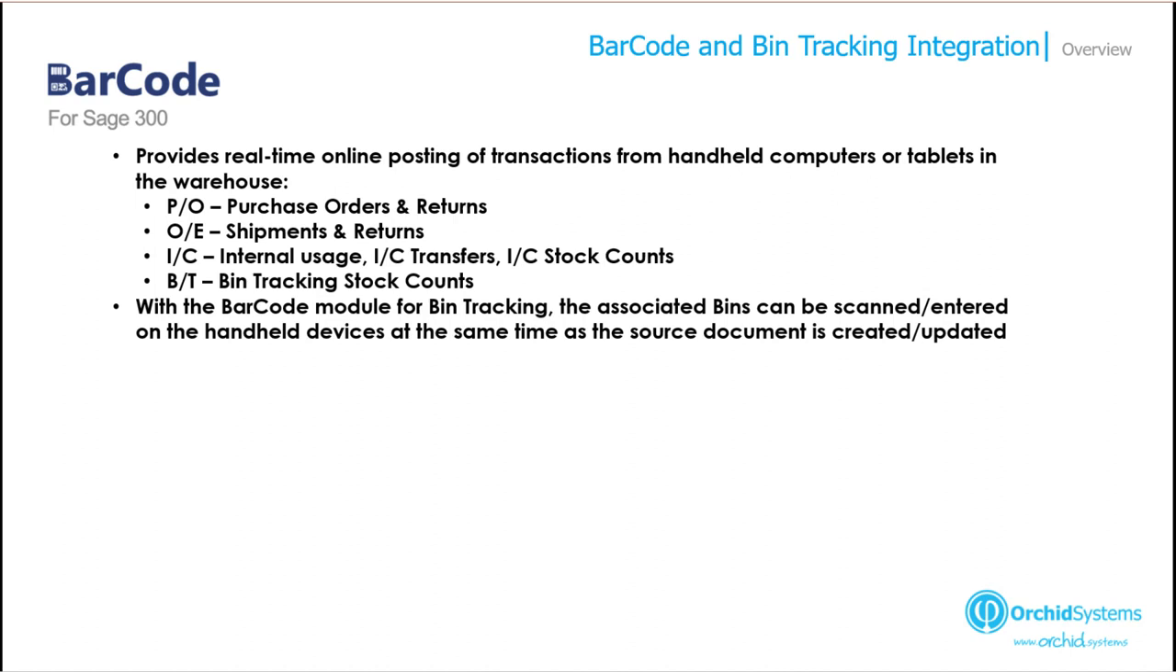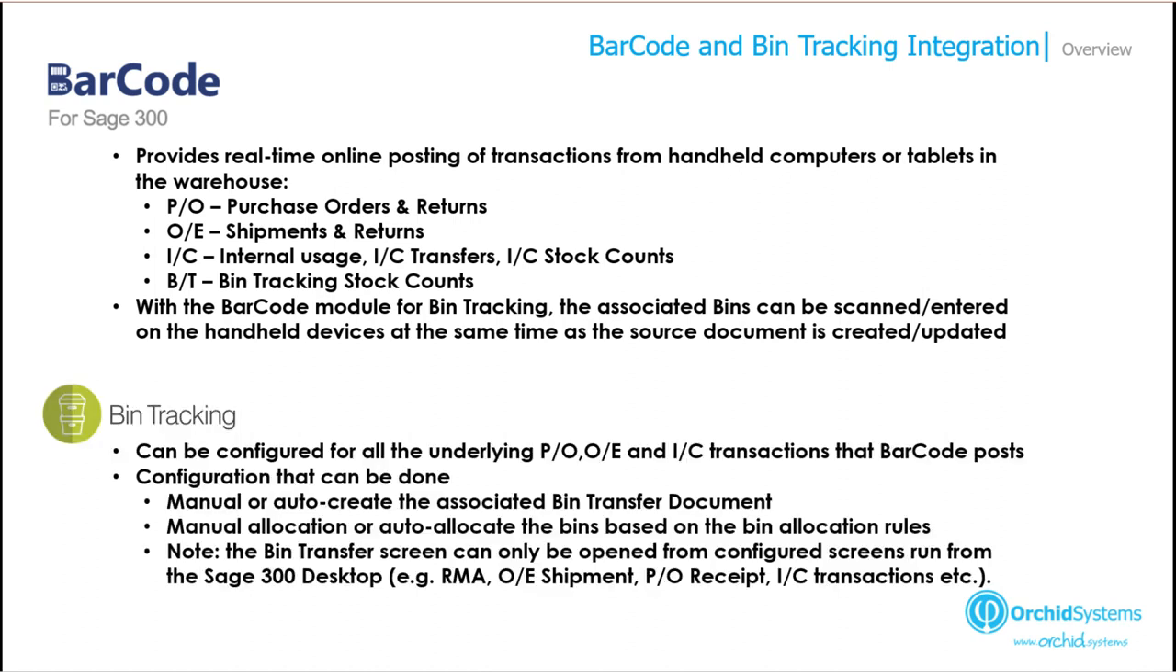With the barcode module of bin tracking, the associated bins can be scanned or entered on the handheld devices at the same time as the source document is created or updated. And bin tracking can be configured for all the underlying OE, PO, and IC transactions that Barcode posts.